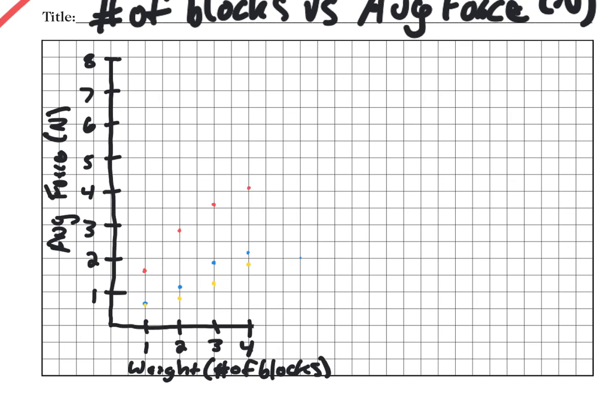So let's change it up here. Let me make a color for orange. All right, so for our first block, for the fine sandpaper, we had 1.75, so that's about right there. For 2 blocks, we had 3.71, so that's about right there. For the 3rd block, we had 5.14, which is about right there. And for our 4th block, it was 6.31. So something about right there-ish.